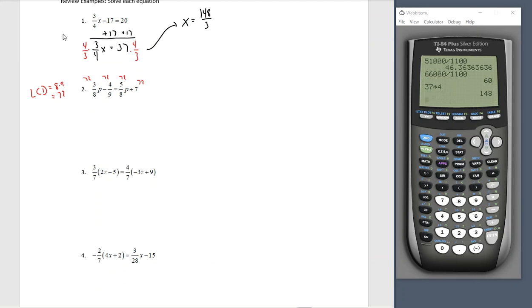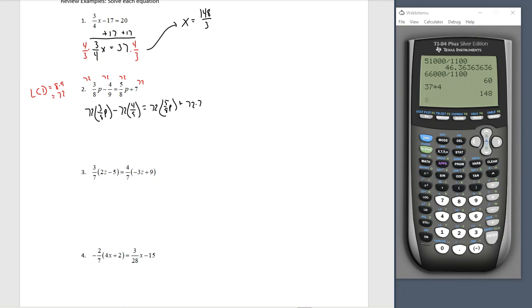Let me use a black pen here. 72 times 3/8 p minus 72 times 4/9 equals 72 times 5/8 p plus 72 times 7. And it looks like I wrote a 75 there. Let's make that go away. Let me get this back here. There we go. Let's make sure I use the correct numbers, or else this will not work out.